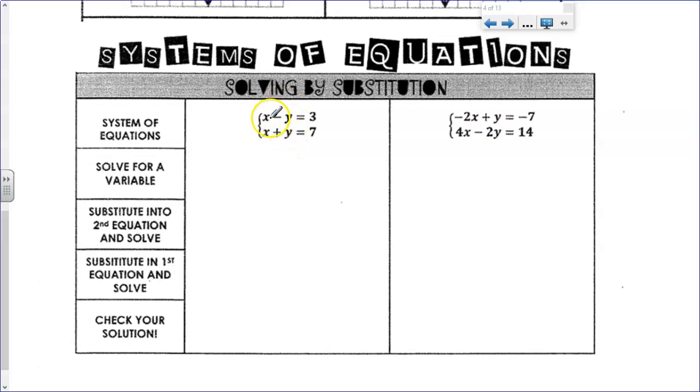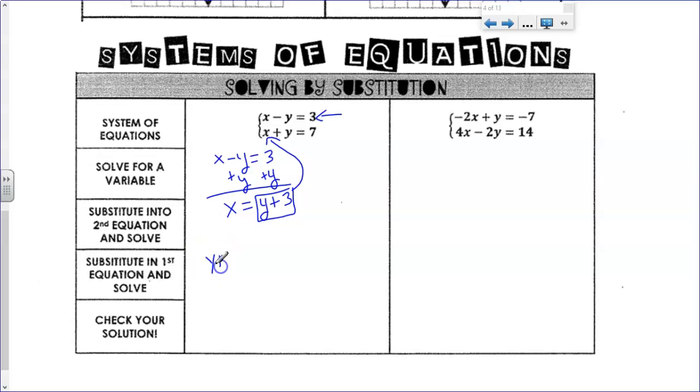So first of all, if I wanted to solve by substitution, I need to solve for x or y. If I'm looking at this one here, x would be easier. So I have x minus y equals 3. I can add y to both sides, and I get x equals y plus 3. So I solved the first equation for x. I'm going to take that value and substitute it into the second equation in place of x.